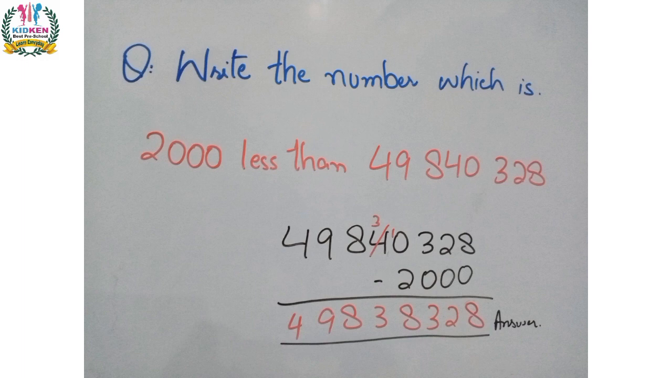So 0 minus 2 is not possible, so we cut the previous digit 4 and convert it into 3 and 0 converted to 10. So 10 minus 2 we have answer 8. So 3 minus 0 we have answer 3, 8 minus 0 is 8, 9 minus 0 is 9 and 4 minus 0 we have answer 4. So we have answer 49838,328. So this is the final solution of this question.